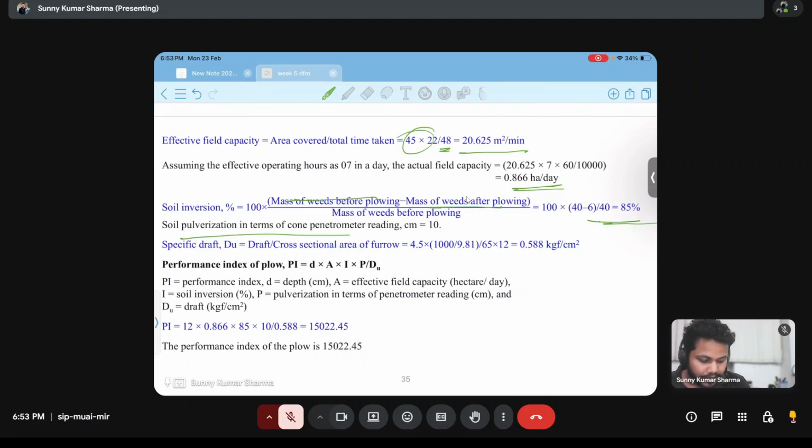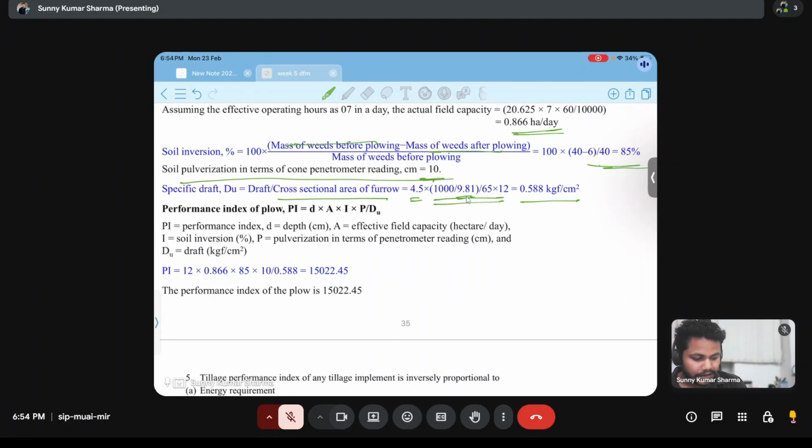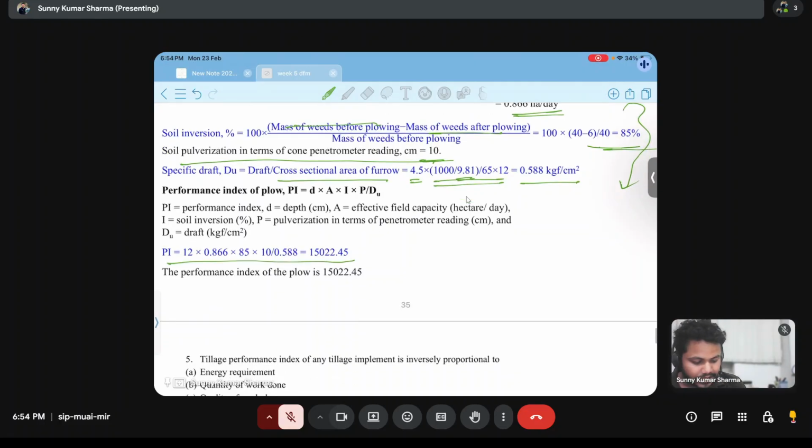The soil penetrometer reading is 10 centimeter, and the specific draft is the draft, which was 4.5 Newton, divided by the cross section area of the furrow. This will be divided by 9.8, and this will come in kg per centimeter square. So what will be the performance index? Everything should be in the same unit which is given in the formula. From there, the performance index will come as this value.